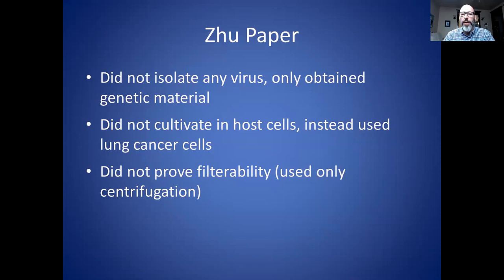So let's move on to the next of the 3 papers. So the Zhu paper, once again, no virus was isolated. They obtained genetic material. They didn't cultivate in host cells, and this time they used lung cancer cells. Now, they don't call it that in the paper. What they say is that they are lung epithelial cells taken from biopsies of lung cancer patients. Now, I don't think it takes too much to realize that there are going to be cancer cells in there. And one thing that we know about cancer cells is that they make lots of exosomes. So this would provide particles that could be seen under the microscope and confused with other particles. And once again, they did not prove filterability.